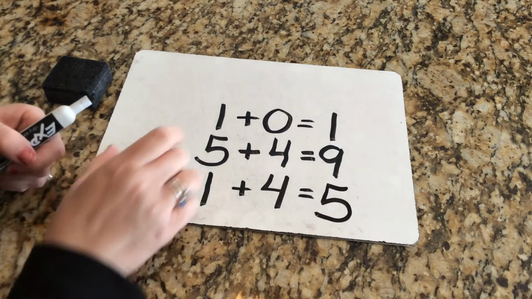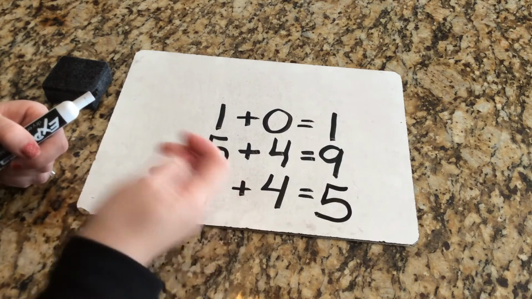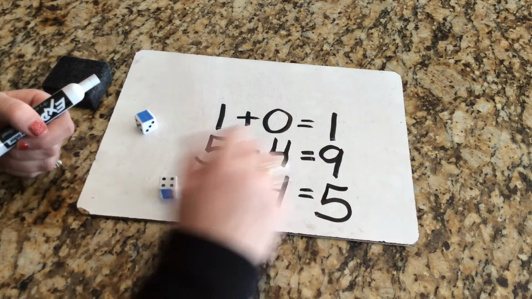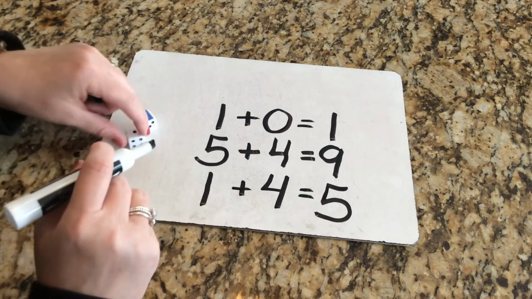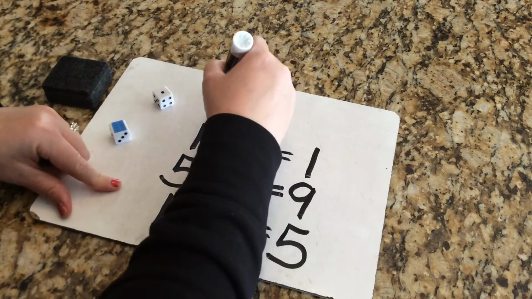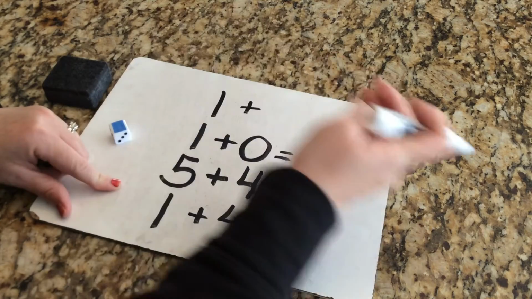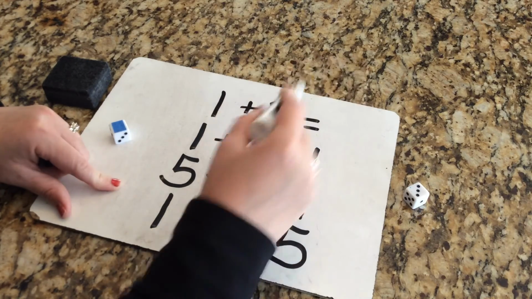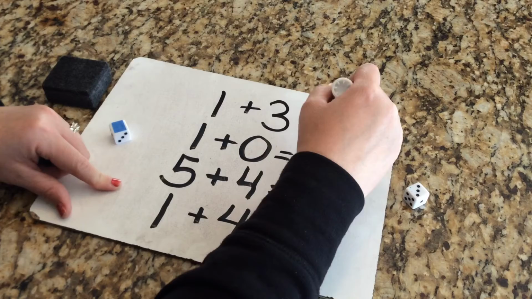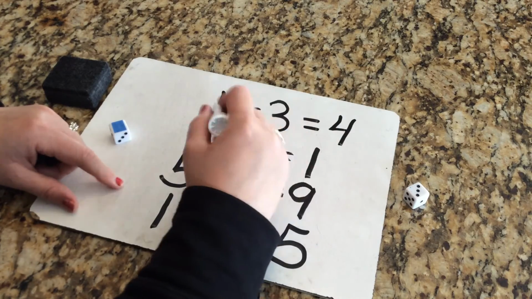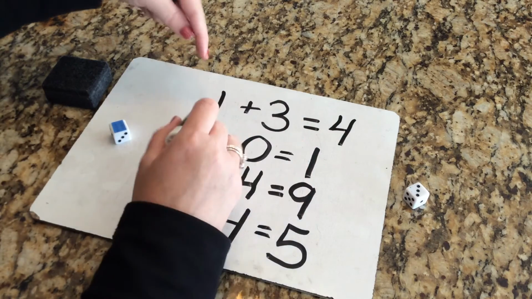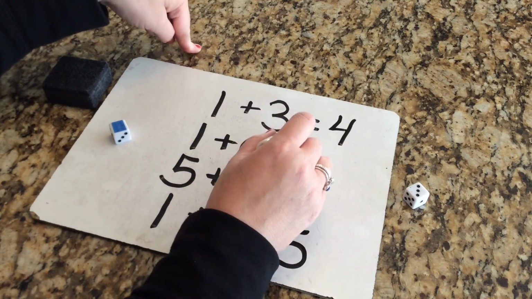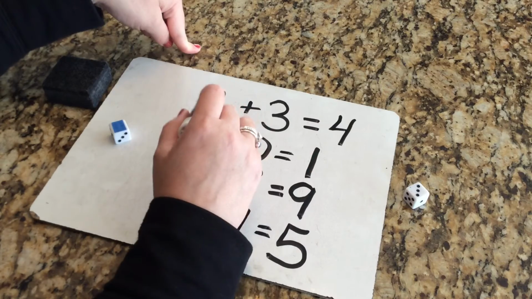I would like you to play this game either rolling 2 dice, writing the equation and solving, or 1 dice: write the number, roll again, write the number, bigger number first, then count up. You can do the same if you just have a single spinner. Spin, write the number, plus spin, write the number, equals, bigger number first, and then count up.